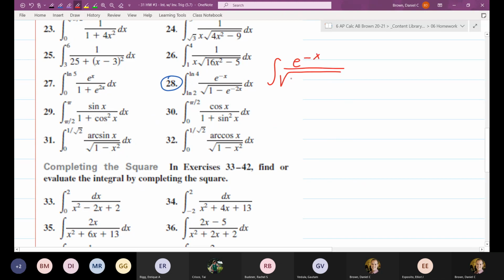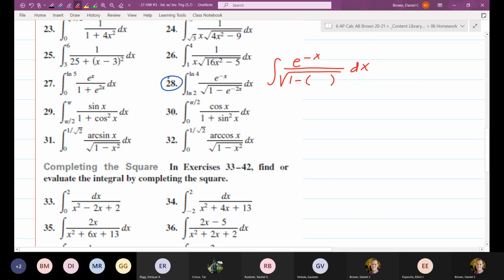And when I look at this one, it looks like it could be one that I do with rewriting with the -1/2 exponent, bringing that square root to the denominator. But I quickly noticed that the exponents of the e don't really match up. So this is one of the weird ones that is an inverse trig problem in disguise. How is it an inverse trig problem?